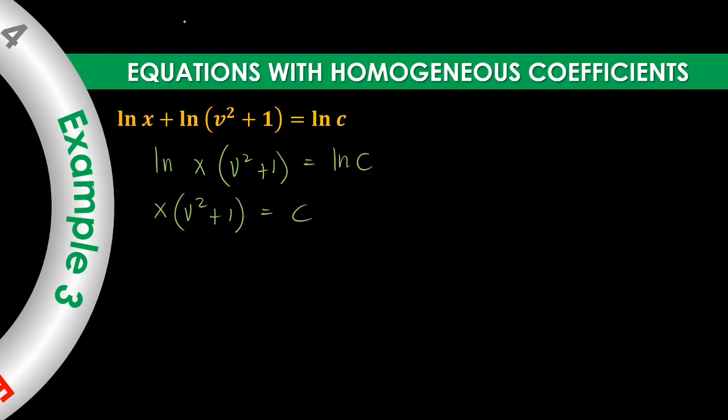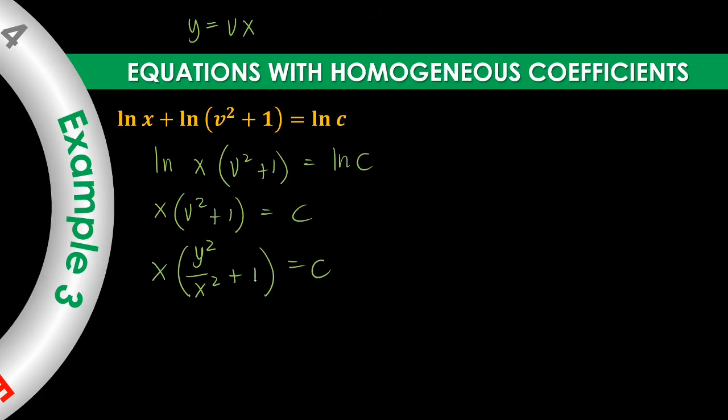Remember that we used the substitution that y equals vx. So we have to replace v here with y over x. Okay, so that will be v squared. That would be y squared over x squared plus 1 equals c.